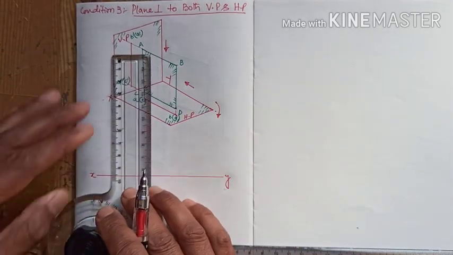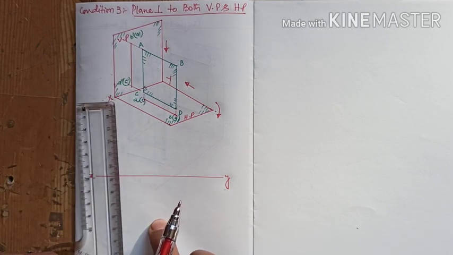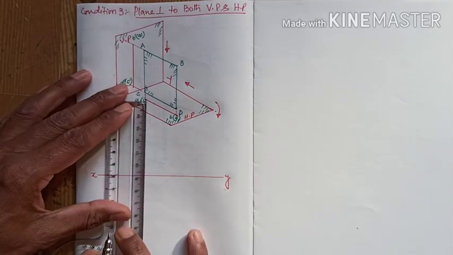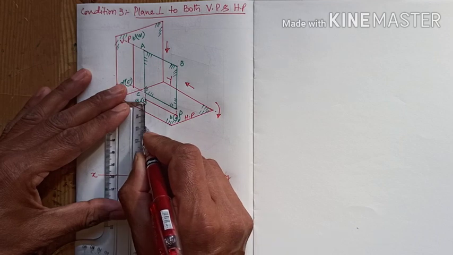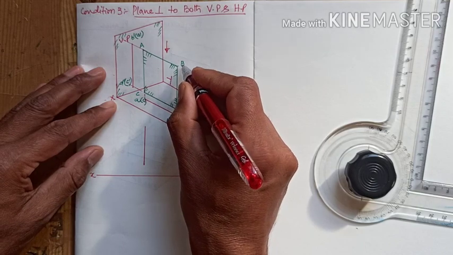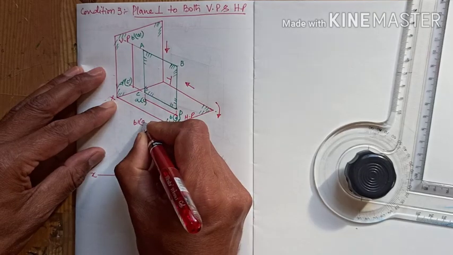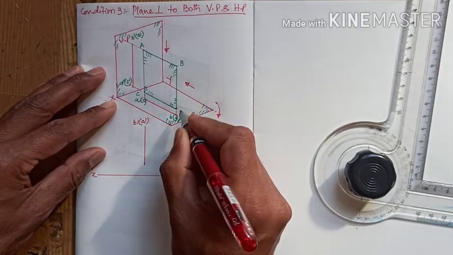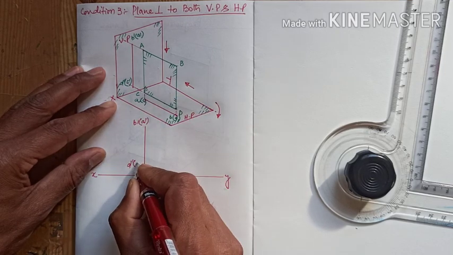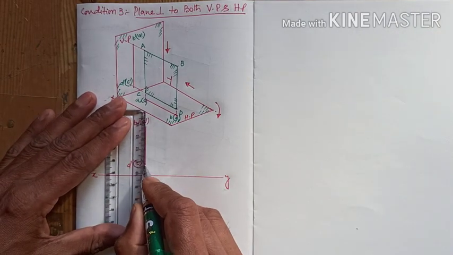So I can draw its front view first, and then from the front view I can draw the top view, or vice versa, I can draw the top view and from the top view draw the front view. The choice is yours. Let me draw the front view first. This is the front view. On the top I can see B prime, and behind B prime is A prime. At the bottom I can see D prime, and behind D prime is C prime. Let me now produce this line up to the horizontal plane.